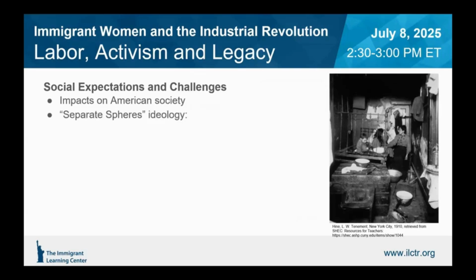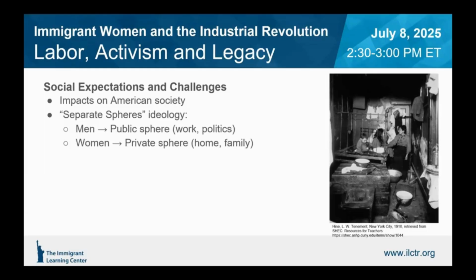Something else to keep in mind is that middle-class notions of the time subscribed to this separate spheres ideology. So the idea that men were meant for the public sphere, work and politics, whereas women should stay in the private sphere, home and family. Having women working, of course, challenged this ideology because working class families could never really live up to this expectation, because they needed the money that the women were earning by working.